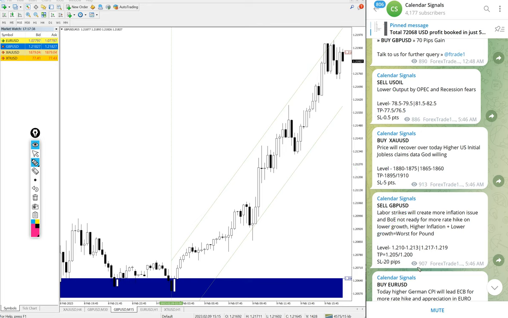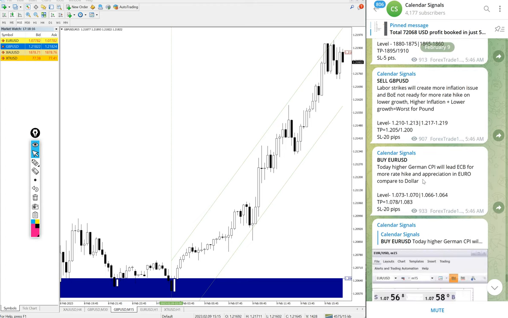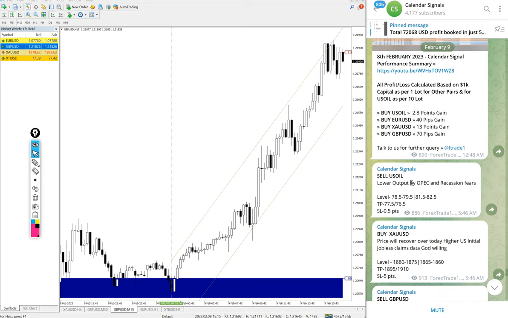These four signals we gave, and all these signals were given with strong reasoning why we are giving the script by ourselves. For example, buy gold was given, the reason is price will recover over today's high US initial jobless claims, God willing. So predicting the upcoming initial jobless claims, when we posted the signal, we predicted that gold price will go up. The same happened after the data release also, as we predicted gold went high. And likewise, in each and every signal we give the strong reasoning why we are giving that script by ourselves.